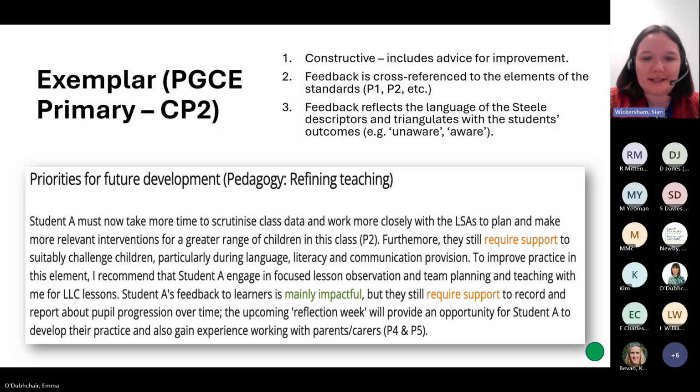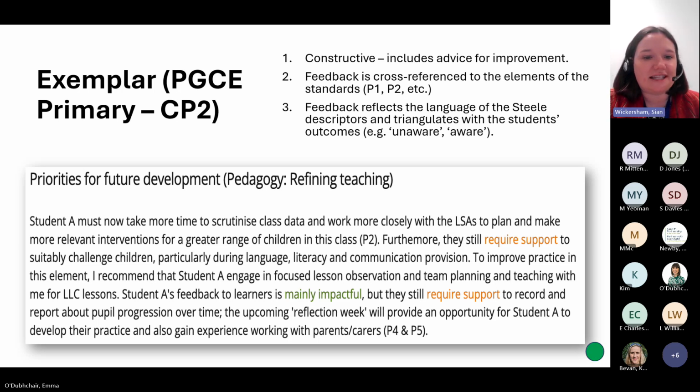They're going to take more time to scrutinise the data. They're going to think more carefully about relevant interventions. They're going to engage in a focused lesson observation. So when you are having those conversations during the progress review or the feedback that you're giving them week on week, you can include some of these next steps here. Again, these next steps are referenced to the standards.